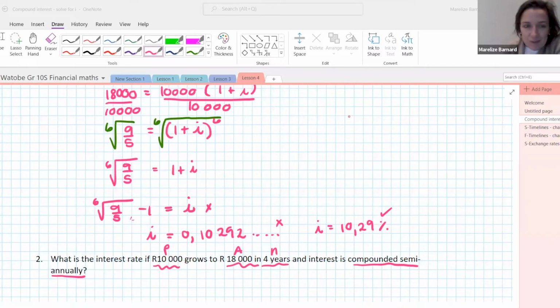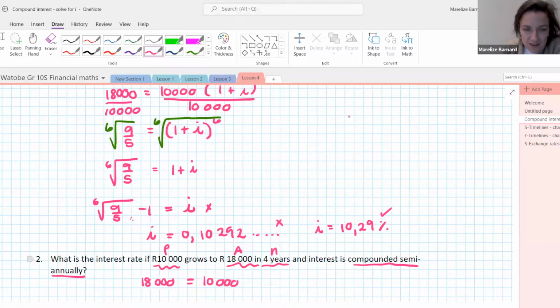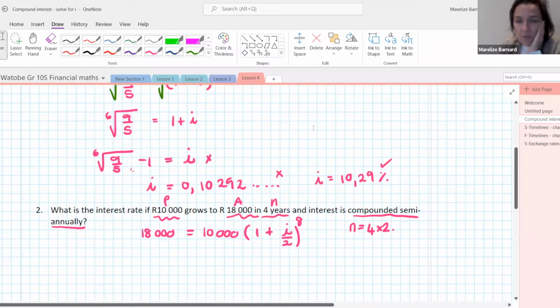Okay, I'll help a little bit, and I'll put down: we've got A is 18,000, P is 10,000, and then our interest rate, because it is compounded semi-annually, we have to divide by 2, and then our N is 4 years, and we are compounding semi-annually, so we must times the 4 by 2 as well, so we get 8. Okay, maybe that will help if I put that up.